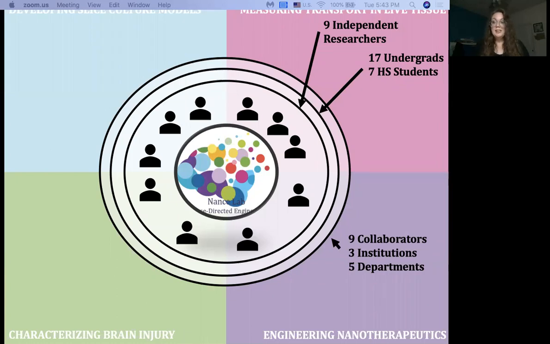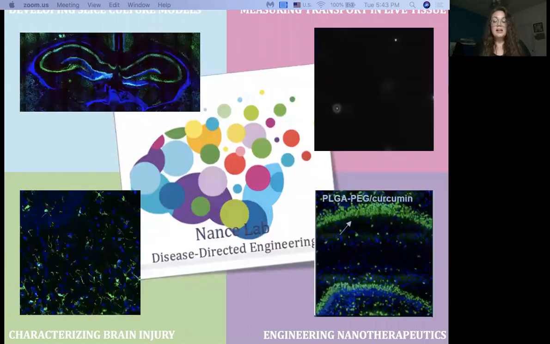Another really important thing to know about the nature of our research is that the Nance lab completes our research on the brain in 4 main areas. 1, we develop the slice culture models such as the ex vivo oxygen glucose deprivation model described before. 2, we characterize brain injury, which is where most of my work falls. 3, we engineer nanoparticles and nanotherapeutics so that we can treat brain injury that we've characterized. And 4, we measure transport in live tissues so that we can get an understanding of how nanotherapeutics and particles are interacting with the greater brain microenvironment.